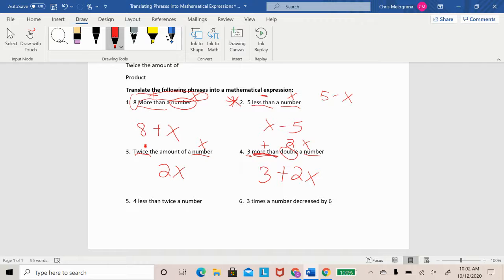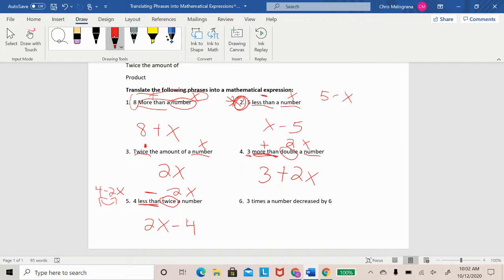Okay, the next one says 4 less than twice a number. All right, less than, I'm going to subtract. Remember, from number 2, I have to switch the order. So it says 4 less than twice a number. When we twice a number, we multiply it by 2. So this is 2x. Now you might think that you're putting 4 minus 2x, but remember less than, we switch the order. So this is going to be 2x minus 4.